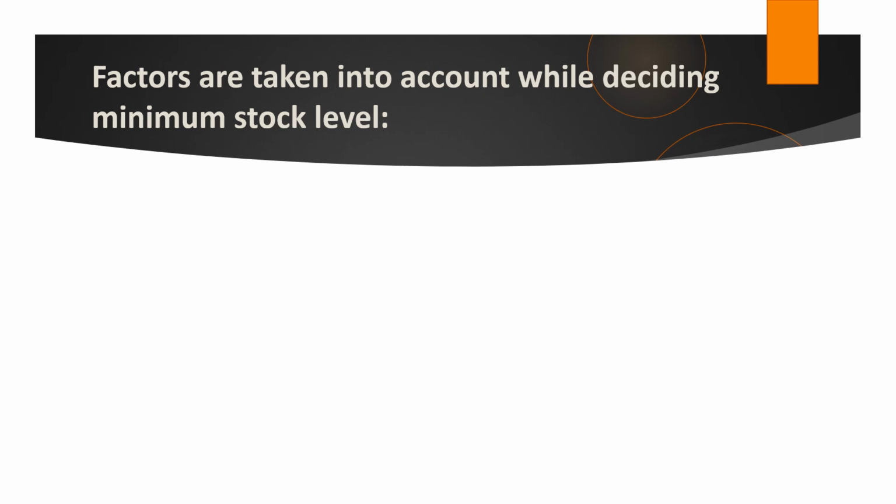Do you know what are the factors taken into account while deciding the minimum stock level? The first one is the lead time. The time taken in processing the order and executing is known as the lead time. It is essential to maintain some inventory during this period to meet the production requirement. The second one is the rate of consumption. It is the average consumption of material items in the industry. The rate of consumption will be decided on the basis of past experience and production plans.